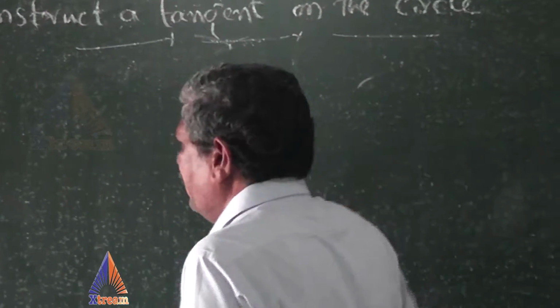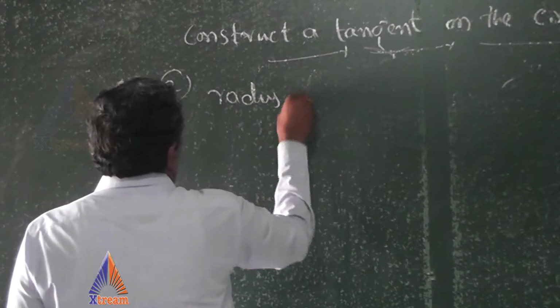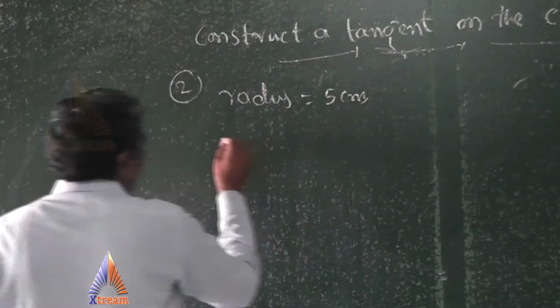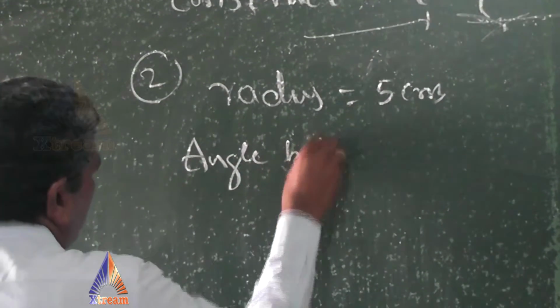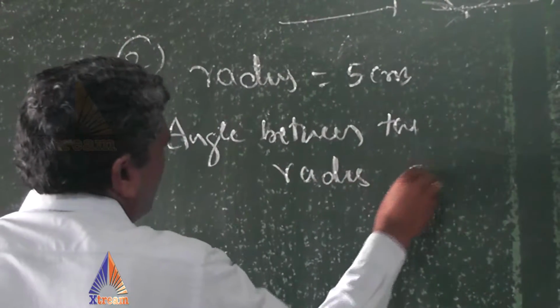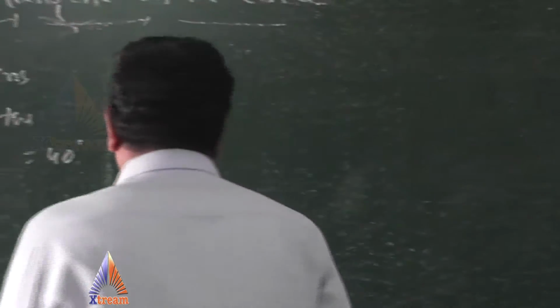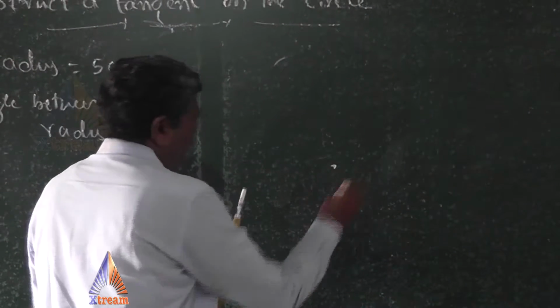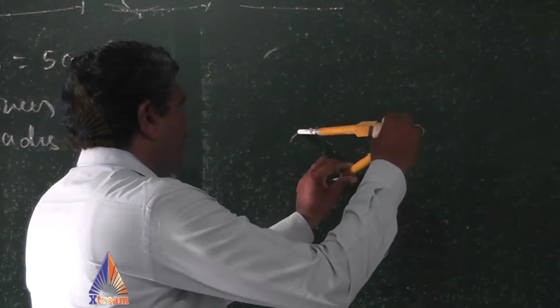So now the second problem: radius is equal to 3 centimeters, and the angle between the radii is equal to 40 degrees. Construct two tangents. All of you take a radius equal to 3 centimeters. Now mark the point here. Take a radius of 3 centimeters and mark one.